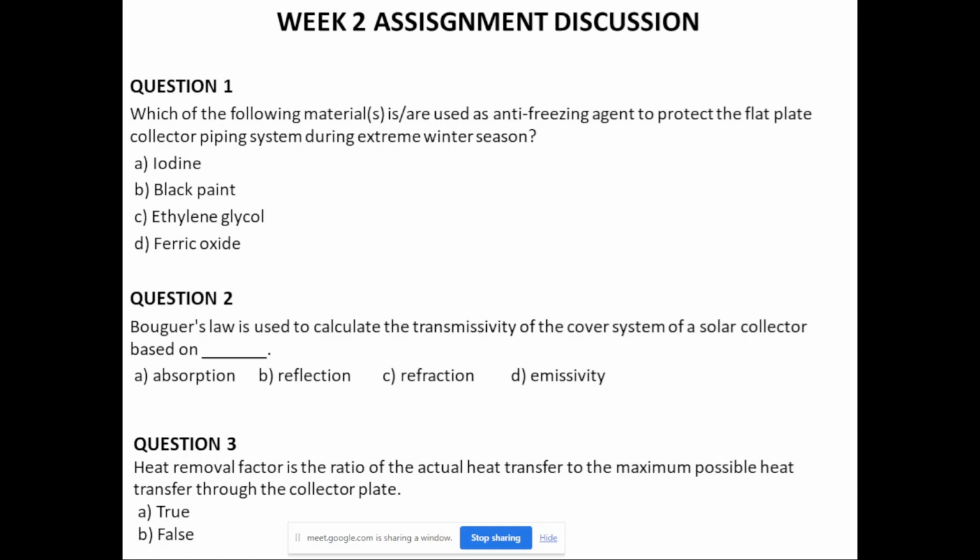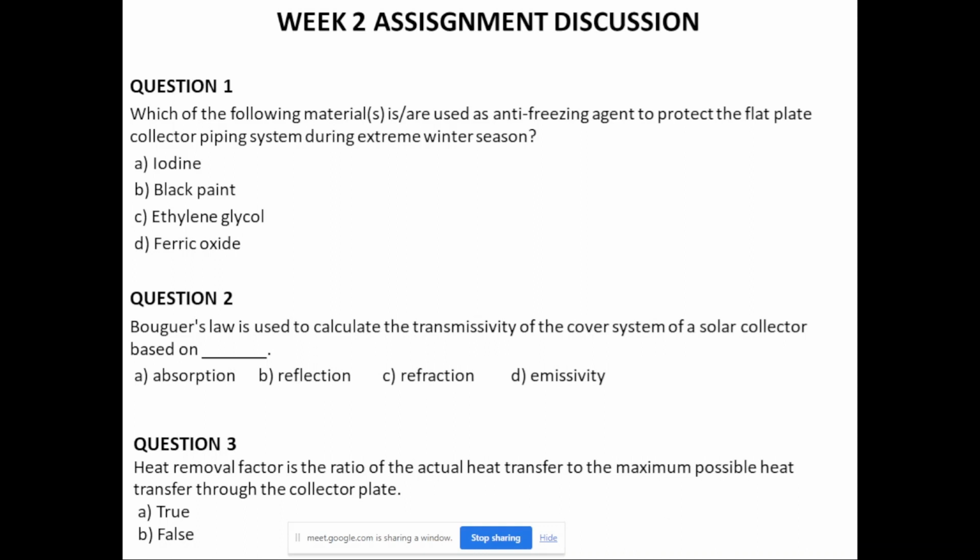The first question is: which of the following materials is used as an anti-freezing agent to protect the flat plate collector piping system during the extreme winter season? We have 4 options, and if you remember, even in the week 2 or week 3 live interaction session, we specifically discussed the role of anti-freezing agent.